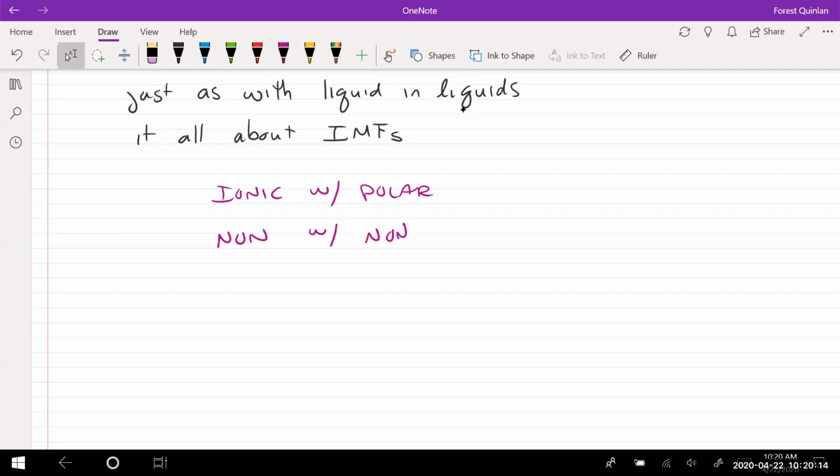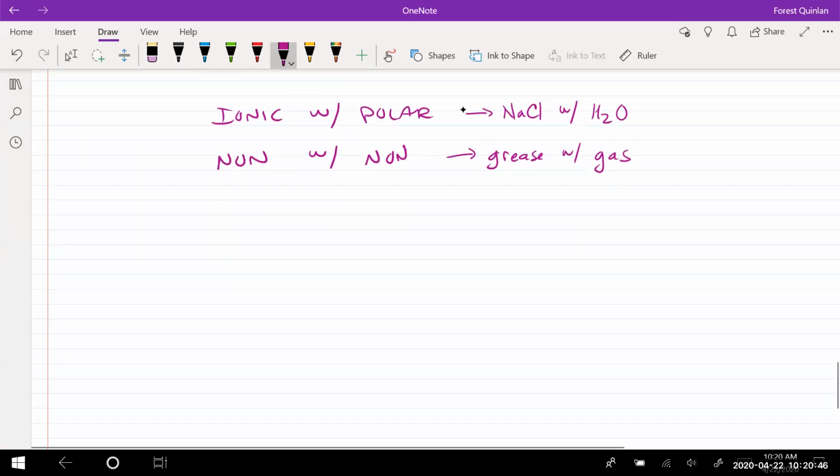So an ionic with polar, of course, we're talking something like NaCl with water. You got that ionic compound with a polar. Two nonpolars may be something like grease with gasoline. So grease being a big, thick, sticky, solidy thing, you can dissolve it away with gas. Just pour it on and melt it away. So let's take a look at some pairs and see if it will or will not work.